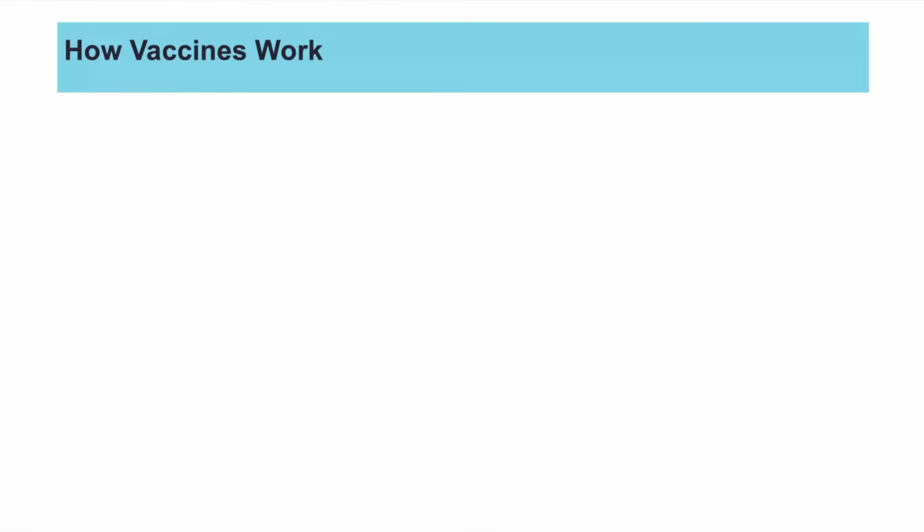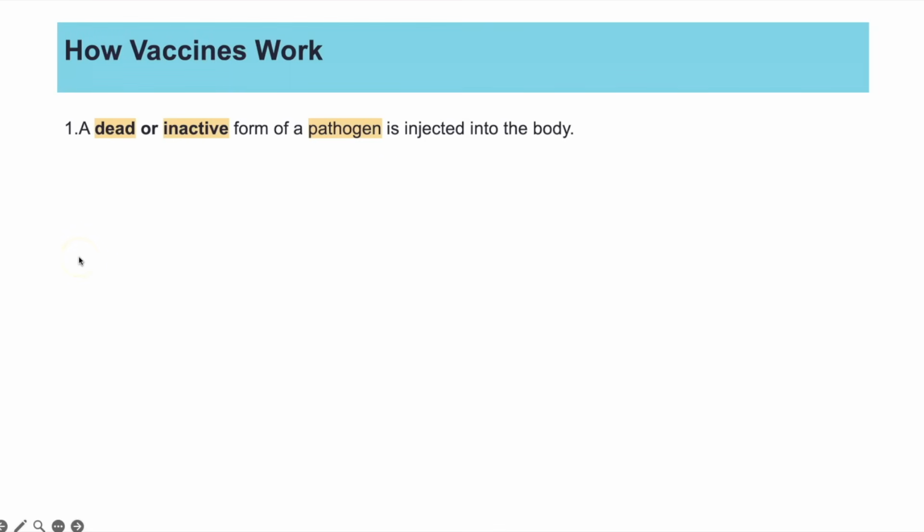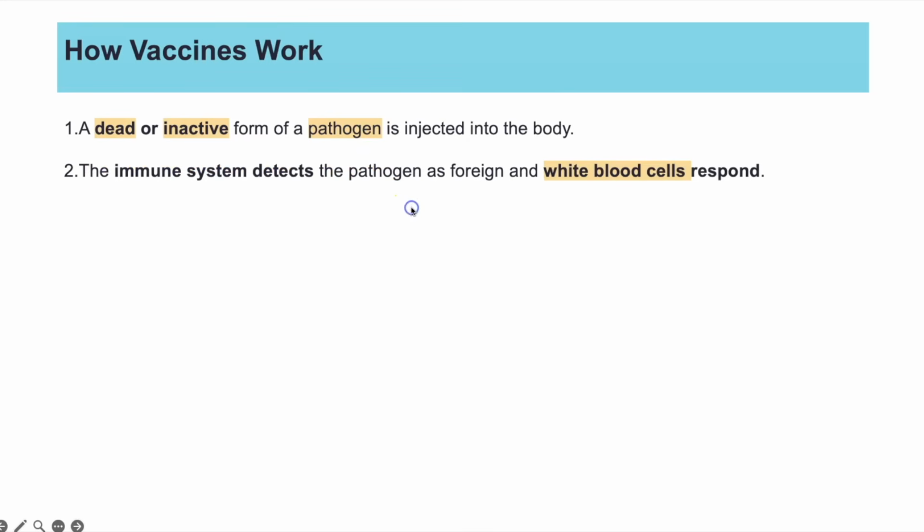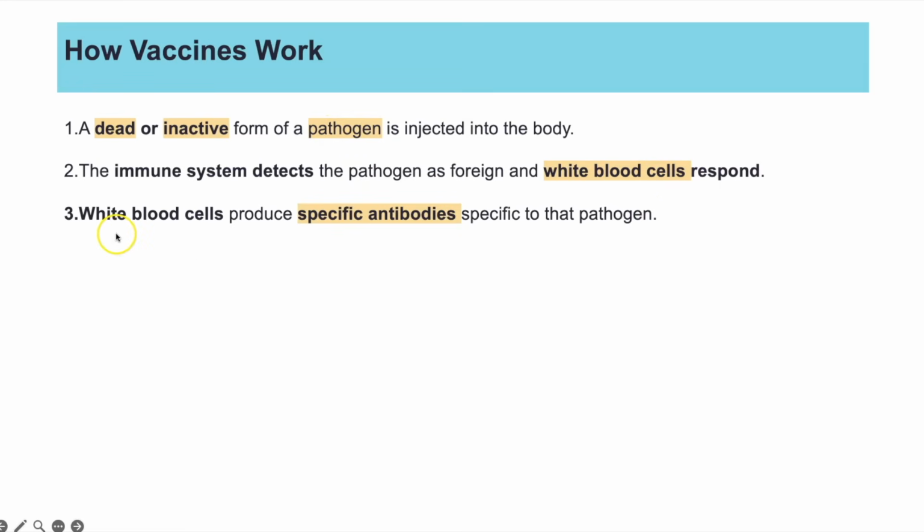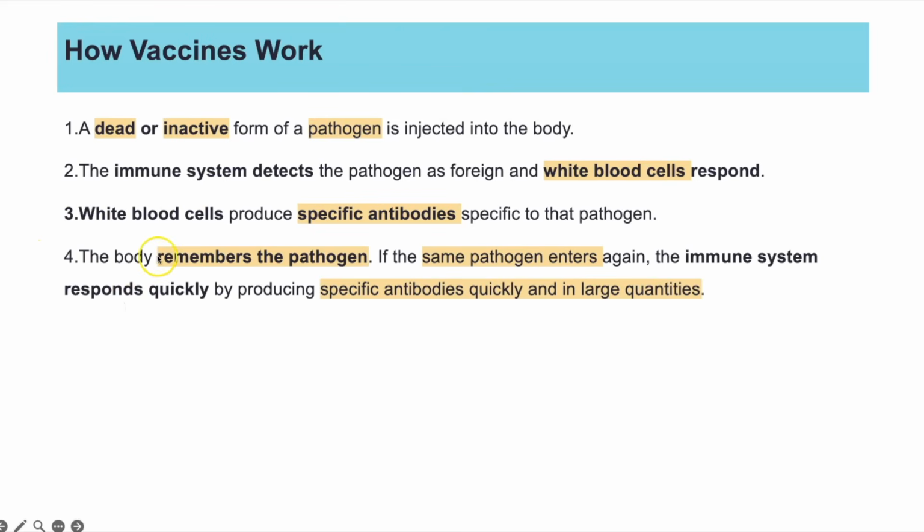So let's go through how a vaccine works, because this is quite a common long answer question. So mark number one would be for saying that in a vaccine, a dead or inactive form of the pathogen is injected into the body. The immune system will then detect that injected pathogen and the white blood cells respond. The response of the white blood cells is to produce specific antibodies, and the mark scheme is really particular that you do have to say specific antibodies because it's all to do with complementary shapes fitting together. The body then remembers that particular pathogen and therefore the specific antibody to create.